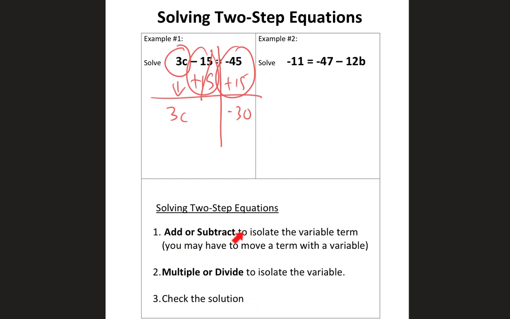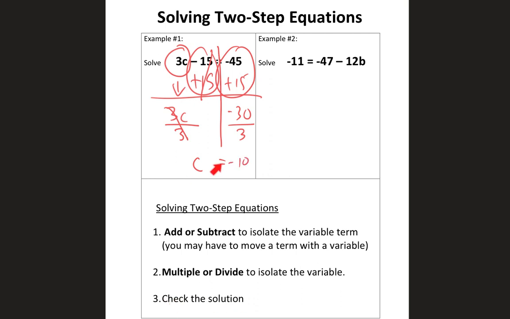Okay, so we've done that first step. We've added or subtracted to isolate the variable term. Right here, we added. Next we're going to multiply or divide to isolate the variable. So right here, when we have the number in front of the variable, we know we're multiplying. So the inverse is going to be dividing. The opposite of being multiplied by 3 is dividing by 3, right? So then we're going to do the same thing to the left side. Okay, so then working from left to right, the 3's cancel out. I bring down my c, and then if I put this in my calculator, negative 30 divided by 3, we're going to get negative 10. Okay, so that's all we have to do.